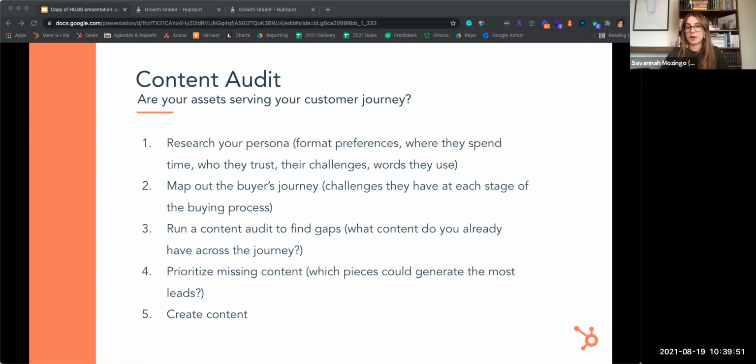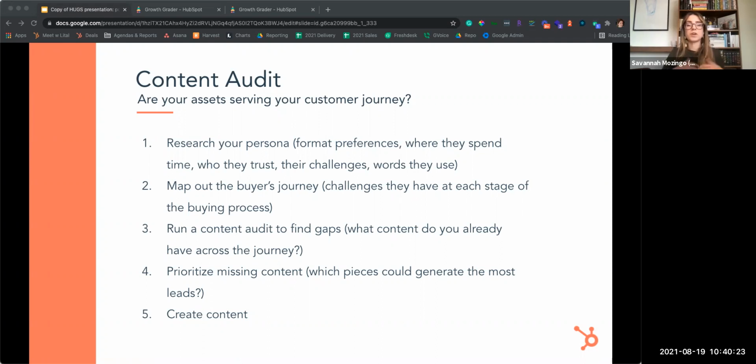Then you want to map out your buyer's journey, right? So challenges that they have at each stage of the buying process. Refer back to our reports of when contacts are falling off your radar and onto your unengaged contact reports from earlier. Now, during that content audit, find gaps. You know, what content do you already have across the journey, or what content is so broad that it's not specific enough to your visitor's use case or to their needs.